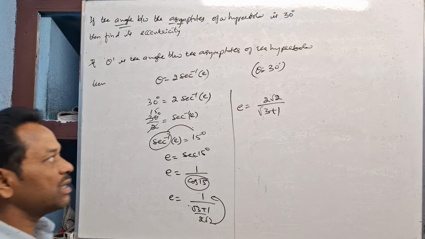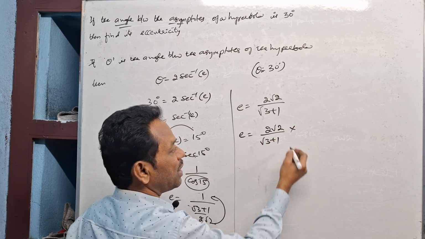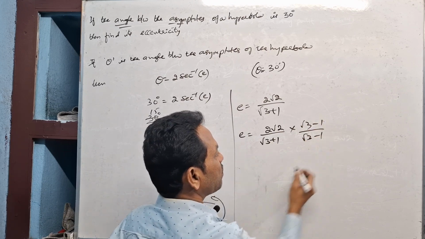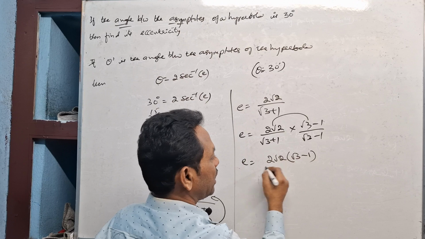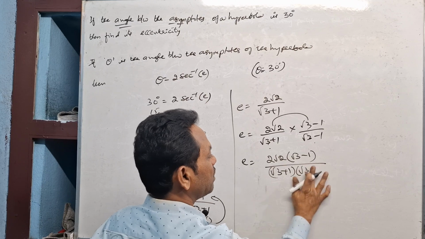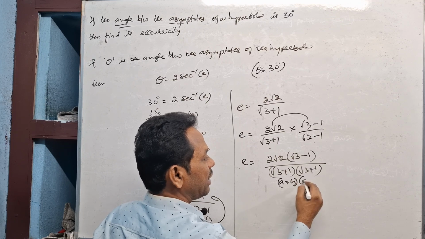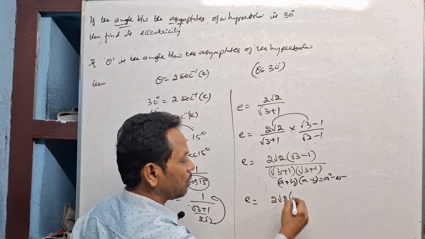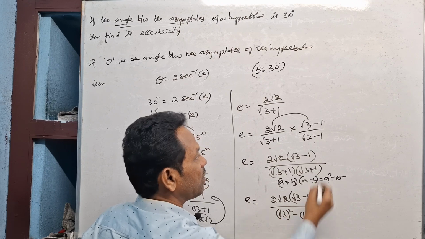So let us go for rationalization. E equal to 2 root 2 by root 3 plus 1. Now our rationalizing factor is the opposite of this, root 3 minus 1 by root 3 minus 1. So E equal to 2 root 2 into root 3 minus 1 divided by root 3 plus 1 into root 3 minus 1. Now see the denominator in the form of a plus b into a minus b, nothing but a square minus b square. So E equal to 2 root 2 into root 3 minus 1 by a square is root 3 whole square minus b square is 1 square.